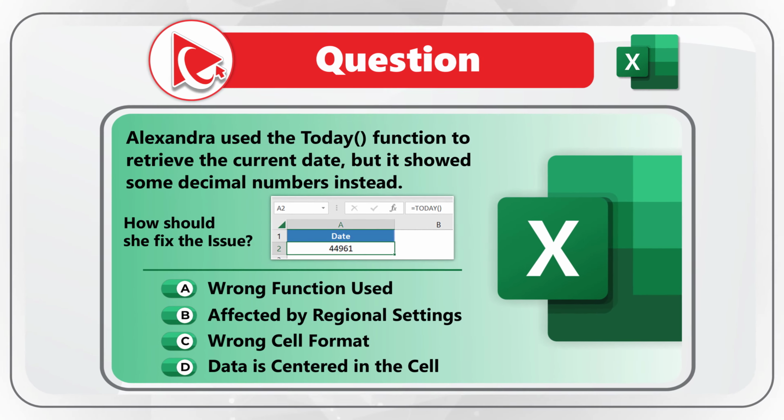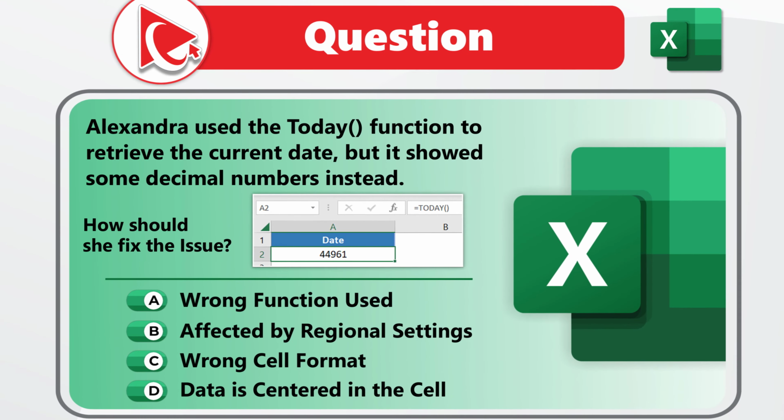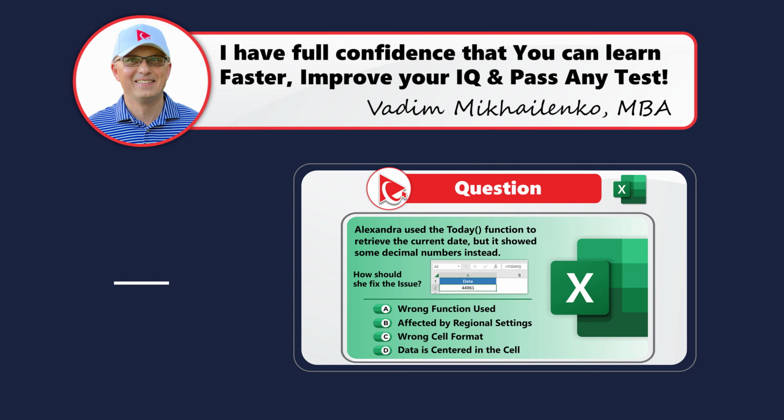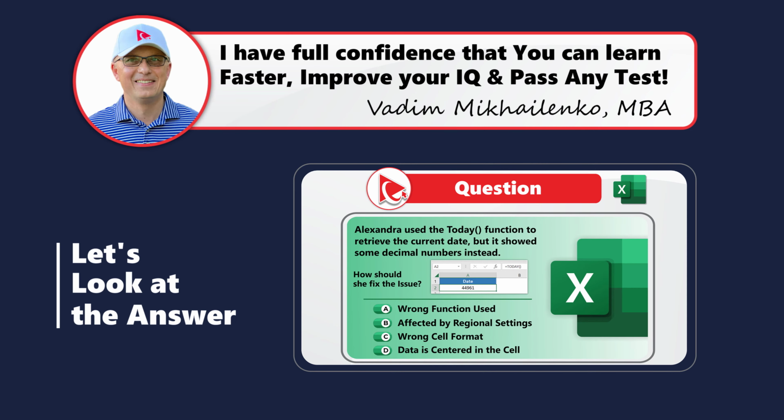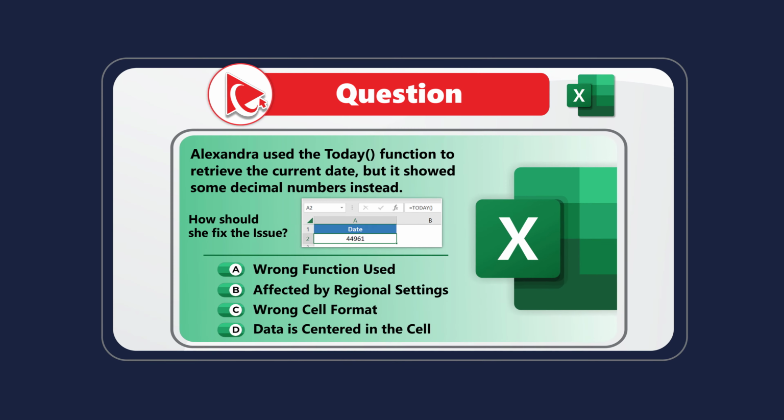Do you know how to fix the error when using the TODAY function? Take a close look, maybe pause this video to see if you can come up with the solution. On my end, I'm moving forward to share with you my version of the answer, but obviously if you have a better way to solve it or have a different answer, please make sure to post it in the comments.